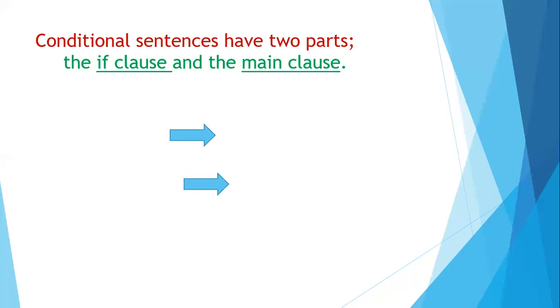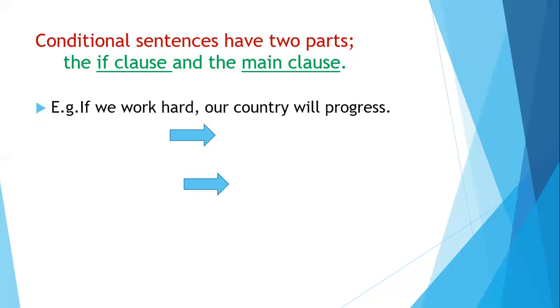Let's look at an example. Will you please read the sentence? If we work hard, our country will progress. That is a conditional sentence. Look at the two clauses there. If we work hard, that is what we call the if clause. Our country will progress, that is the main clause.